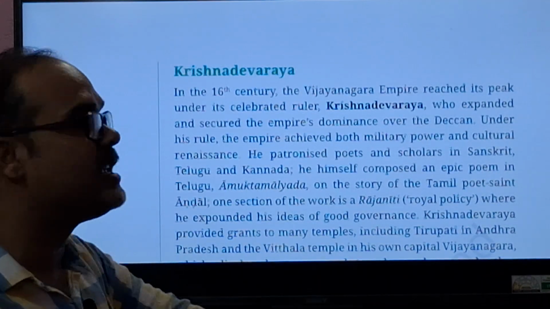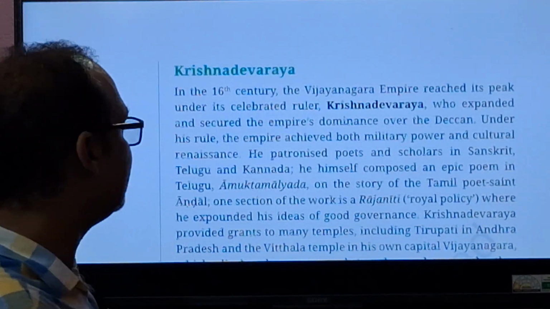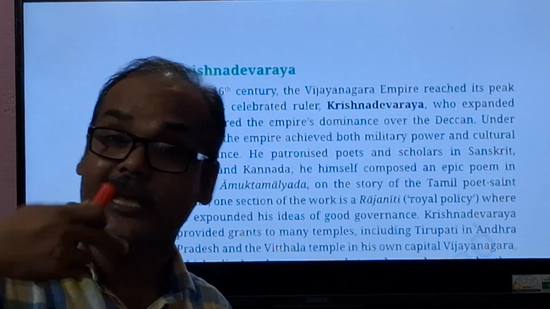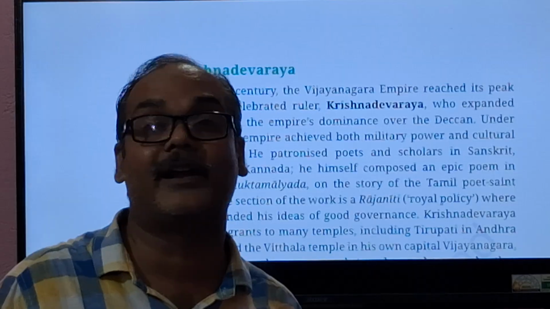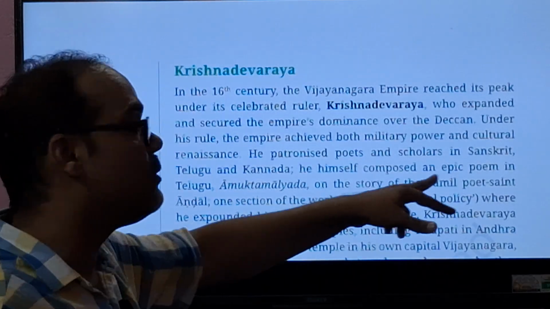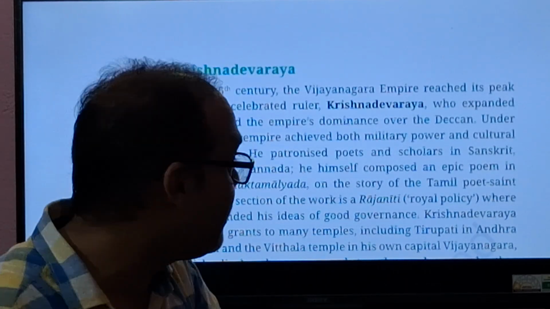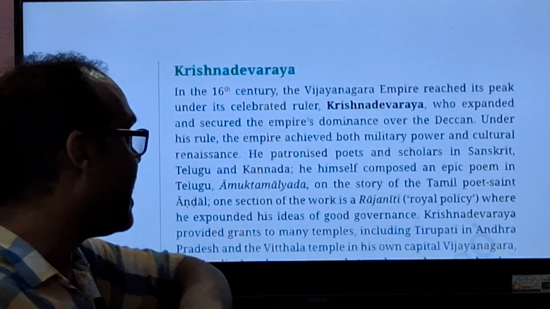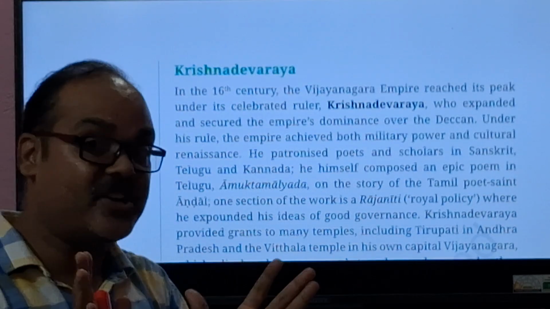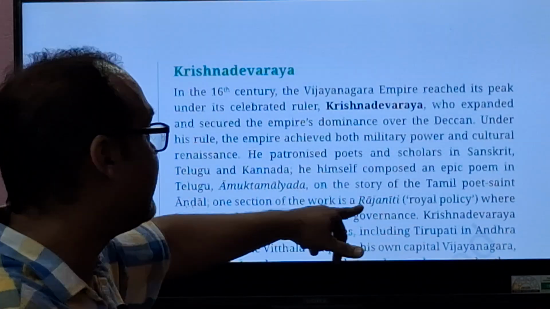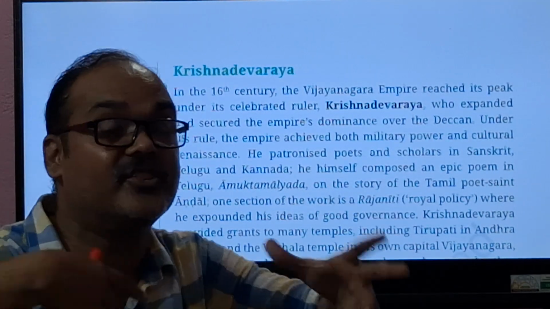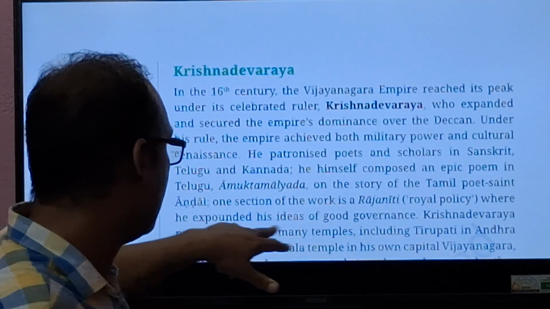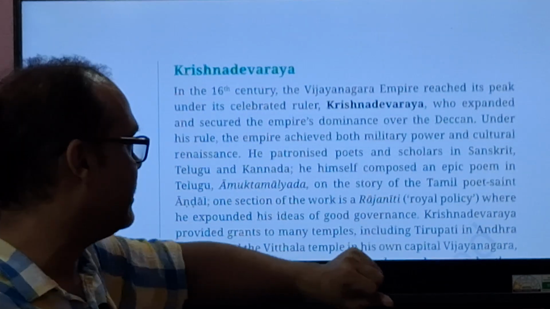Under his rule, the empire achieved both military and cultural renaissance. And he has written a book. He himself was a good poet and a good writer, and he had written Amukta Malyada. What was Amukta Malyada? It was on the story of the Tamil poet saint Andal, right? And one section of that book is dedicated to Rajniti, how Rajniti or politics should be done. That is the royal policy I'm talking about, where he expounded his ideas of good governance.